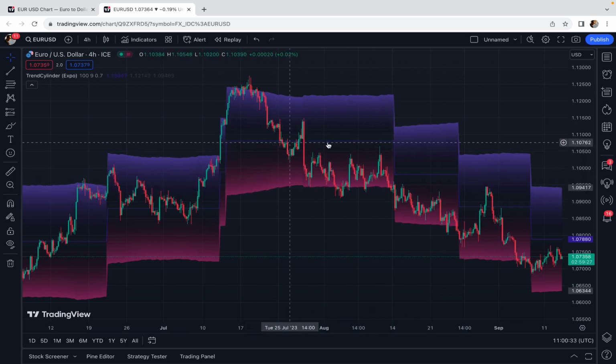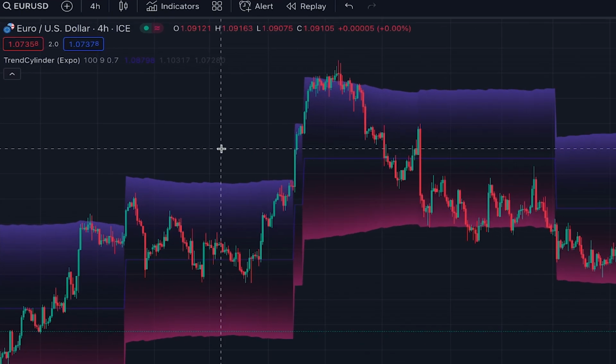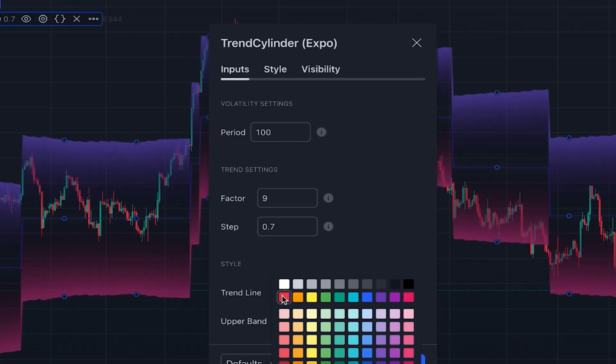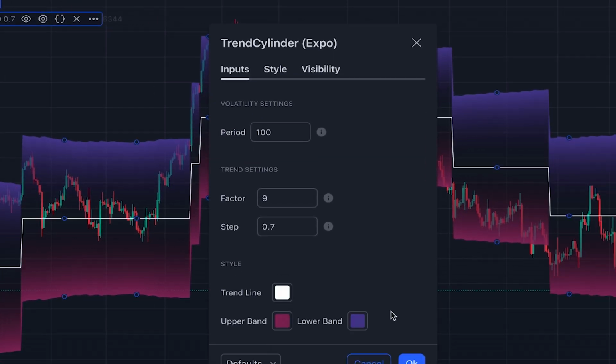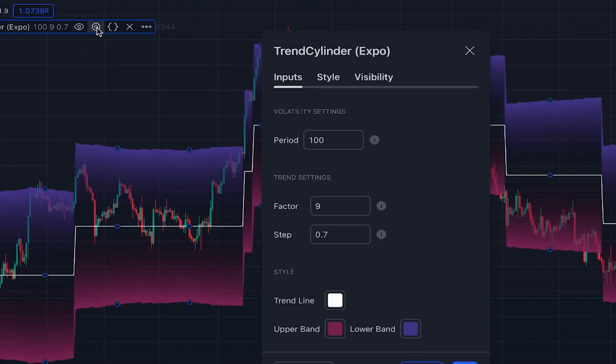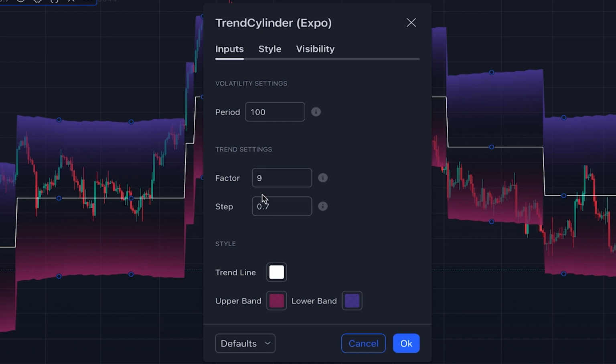Here in the middle of the channel, you can see that we have a line and it's our trend line. Let me change its color so we can better see it. Here for trend line, we set the color on white. Alright, as I said, this is our trend line and it's actually calculated based on volatility and another two factors, which are trend factor and step settings.